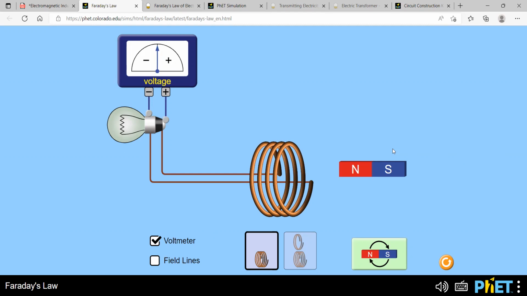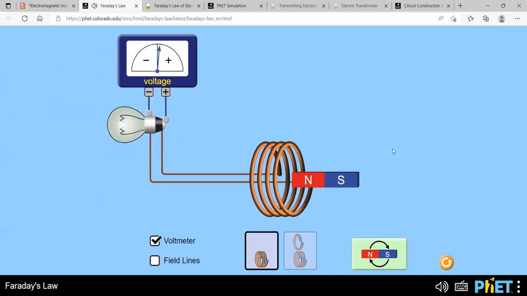Instead of a battery you see a magnet. Now the magnet is at rest, and you don't see any voltage in the voltmeter. The value of the voltage is 0, or there is no current here. If there is a current, you will see the filament bulb glowing. That is normal, right? Now if I move this magnet, you will see there is some current, some voltage in this circuit. Let's see.